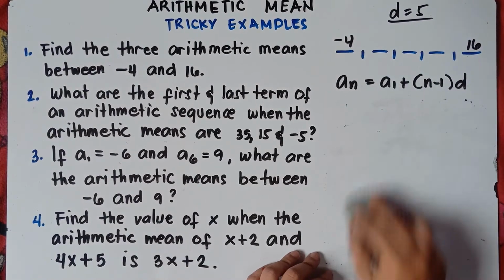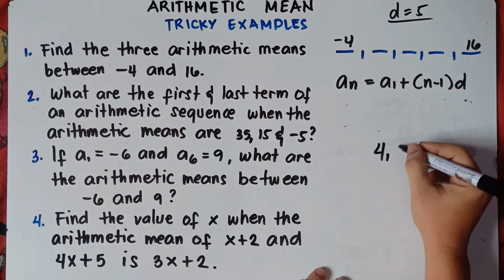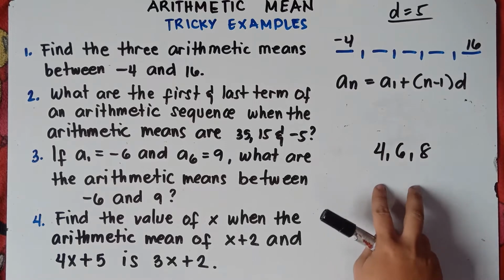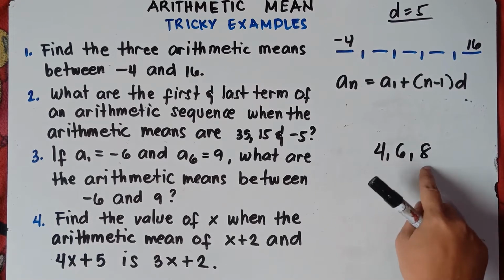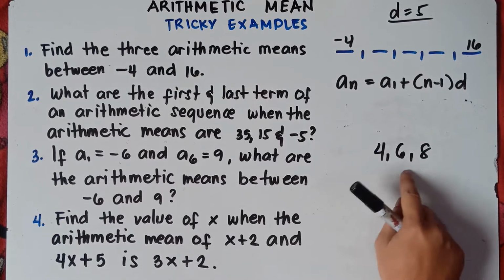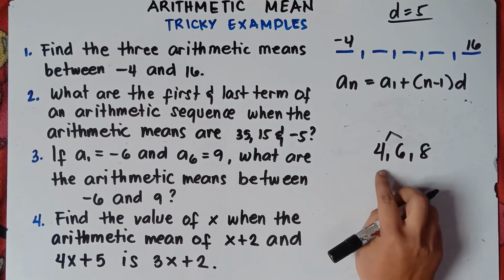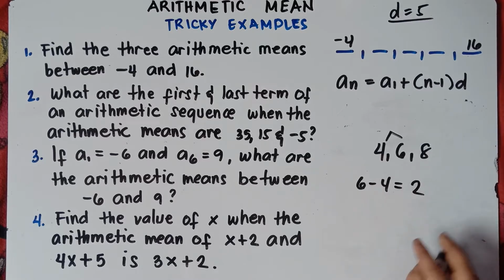Now, do you still remember, class, in an arithmetic sequence, if you have this given sequence, 4, 6, 8, consecutive terms: first term, second term, third term. To get the common difference, we can simply subtract the first term from the second term, 6 minus 4, that is 2.